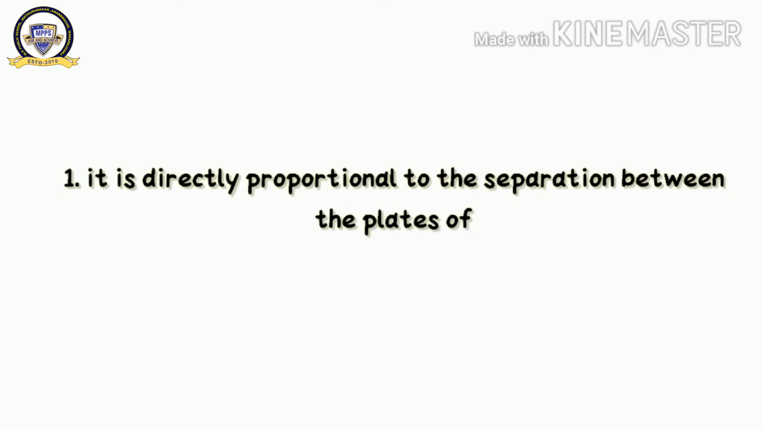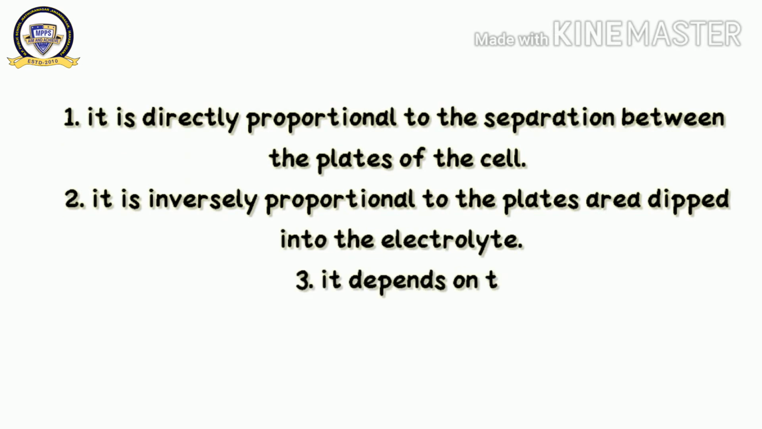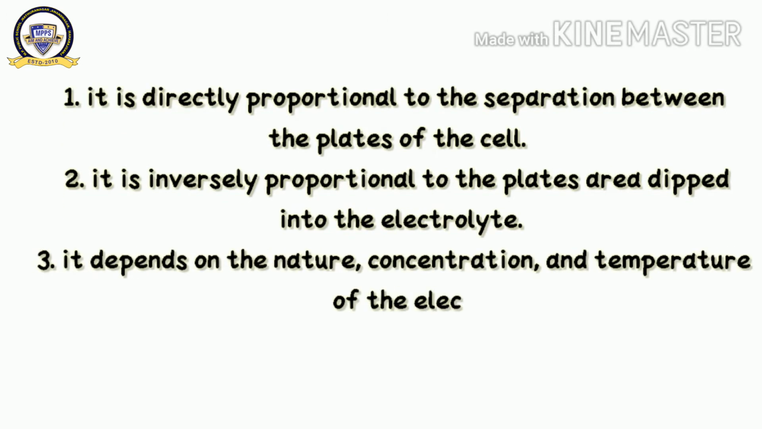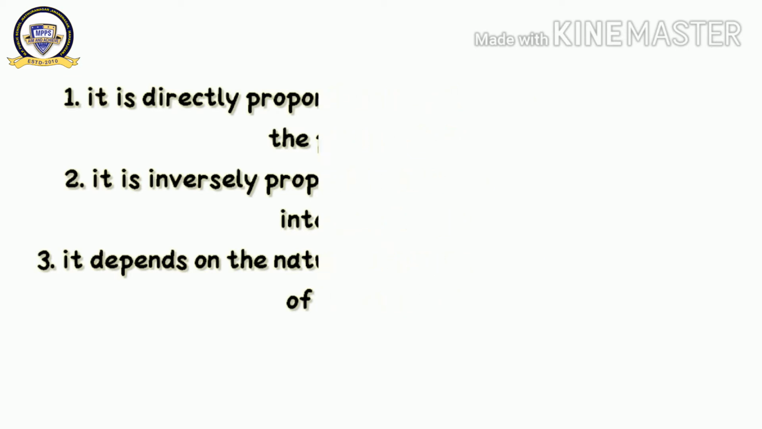Internal resistance of a cell depends on the following factors. It is directly proportional to the separation between the two plates of the cell. It is inversely proportional to the plate's area dipped into the electrolyte. It also depends on the nature, concentration and temperature of the electrolyte, and increases with increase in concentration.